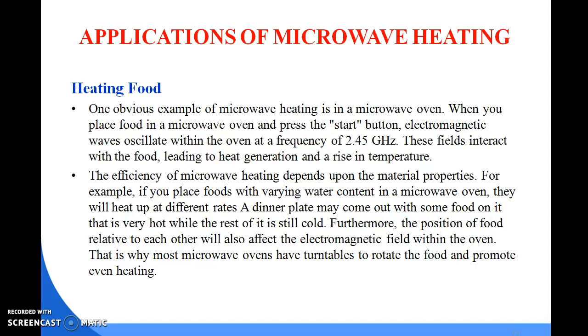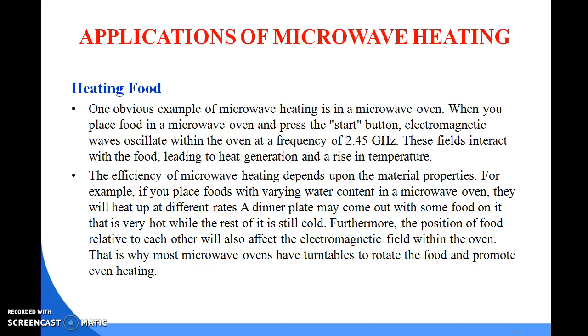What are the applications of microwave heating? That is heating food. One obvious example of microwave heating is the microwave oven. When you place food in a microwave oven and press the start button, an electromagnetic wave oscillates within the oven at a frequency of 2.45 gigahertz. We already discussed that; that is the main point, 2.45 gigahertz. This field interacts with the food, leading to heat generation and a rise in temperature.